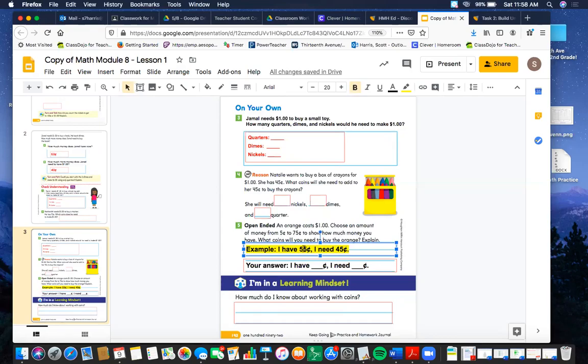How much more do I need to get that orange that costs $1? So I asked myself, what's the difference between 100 and 55? And my answer was 45. You choose a different amount. How much money do you have? Put your answer here. You have how much, and how much more do you need to get $1? See if you could do that.